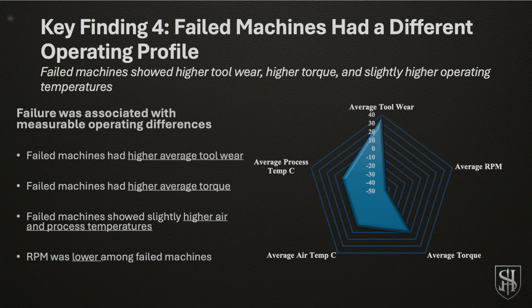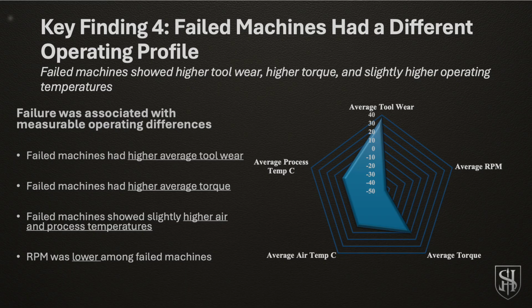The temperature differences were smaller, but still moved in the same direction. Failed machines had a slightly higher average air temperature and a slightly higher average process temperature than non-failed machines. This supports the broader pattern that failure risk was associated with operating stress. The radar chart on the right visualizes these differences. The strongest positive difference appears in tool wear, followed by torque.